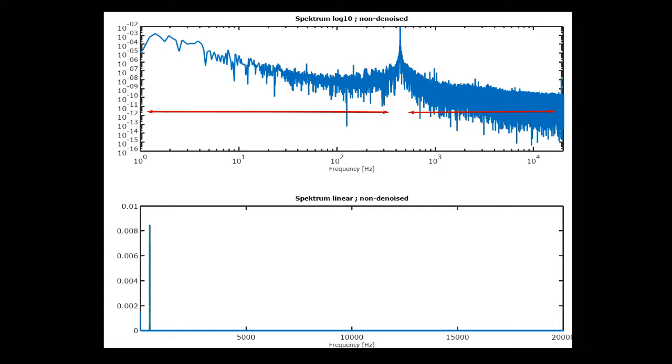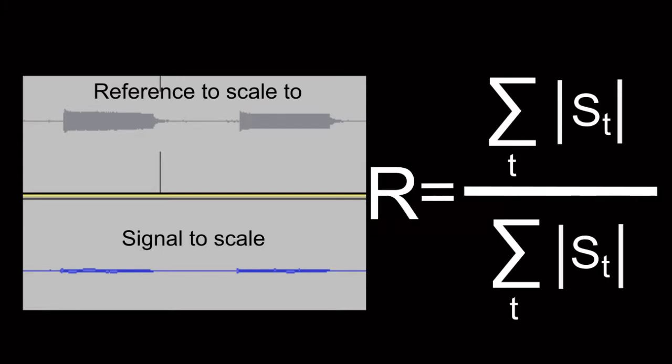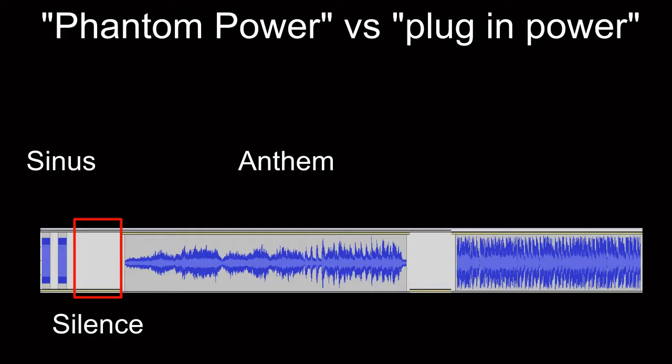There are several methods to determine the scaling factor. For this video, I integrated the entire signals of both reference and signal, and then calculated the ratio from that. The result looks something like this. Now remember, this is the non-denoised signal again. I only denoise for the scaling, but not for the analysis. So let's analyze the noise in the silent part, right after the signal for scaling.